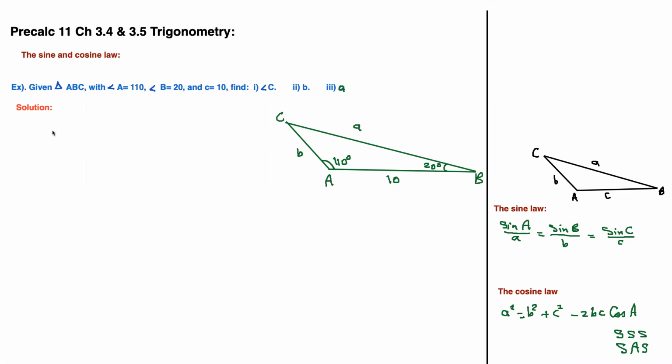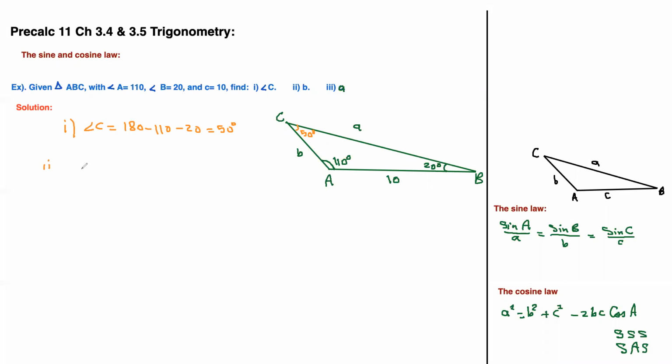Now, if we're doing the angle, so answering question 1. So the angle is very easy. The sum of angles in a triangle is 180. So to find angle C, you just do 180 minus 110 minus 20, and that will give me 50 degrees. So this is 50 degrees.